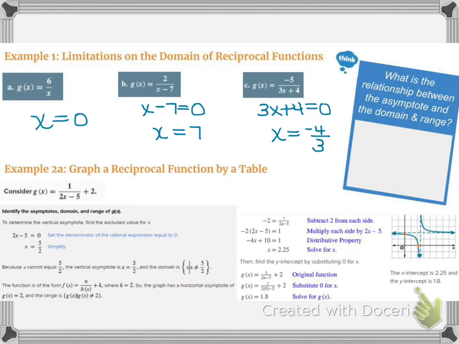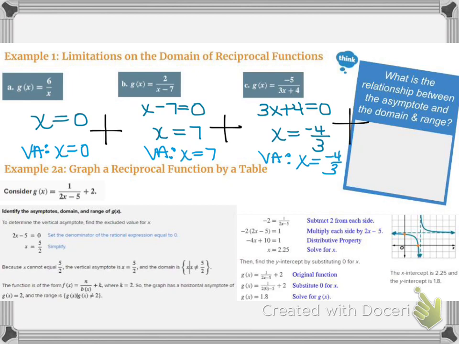What this means is that there is a vertical asymptote of letter A at 0, and a vertical asymptote in B at 7, and a vertical asymptote in C at negative 4/3. In other words, before I drew that graph, I would go through the 0, or in letter B, I would go through 7, and in letter C, I'd go through negative 4/3 with a dashed line to indicate these asymptotes.